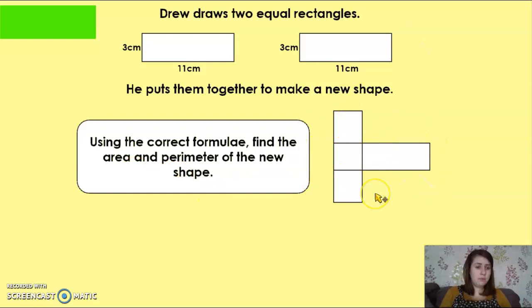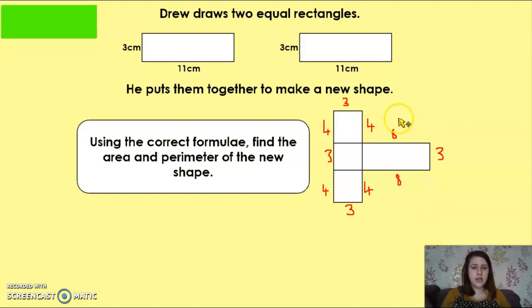So this is a compound shape, like we looked at yesterday. We know that the short lengths of the rectangles are 3 and the longer ones are 11. So use that to try and have a look at working out what the new area and perimeter is going to be. So pause the video and then have a go at working it out.